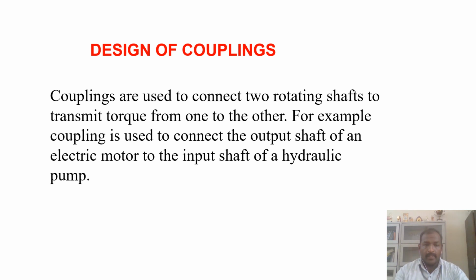Then you can go for couplings. The couplings are used to connect two rotating shafts to transmit torque from one to another. For example, a coupling is used to connect the output shaft of an electric motor to the input shaft of the hydraulic pump.